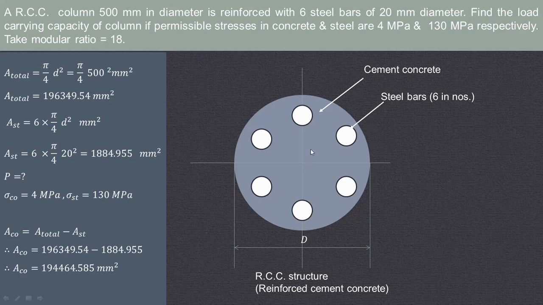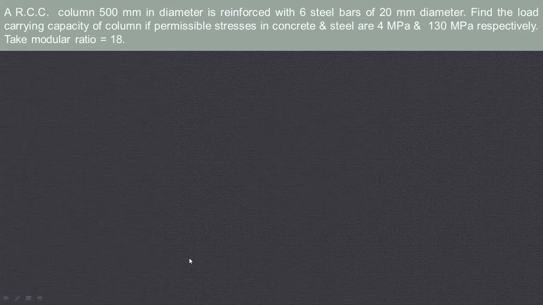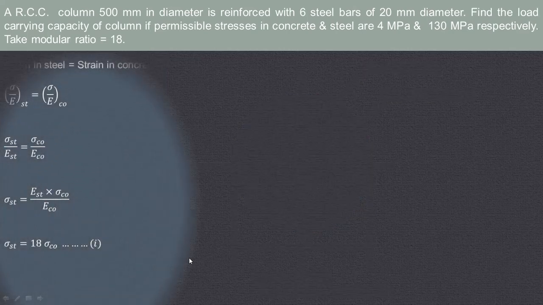If stress in concrete is 4 MPa and that of steel is 130 MPa. Now the area of the concrete will be this total area minus area of these 6 steel bars, so that we'll get the area of this cement concrete. So ACO will be total area minus area of 6 steel bars. So substitute the value of total area and area of steel bars, and we'll get the area of concrete, that is 194464.585 mm square.